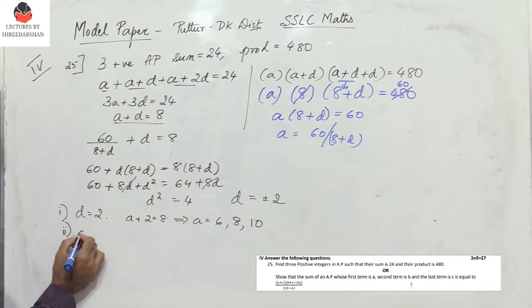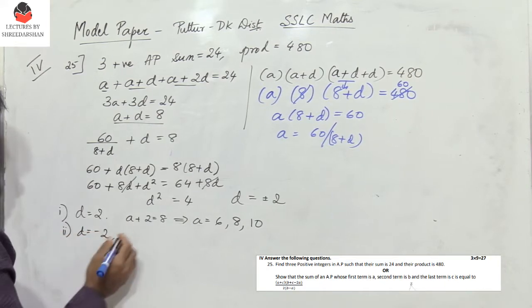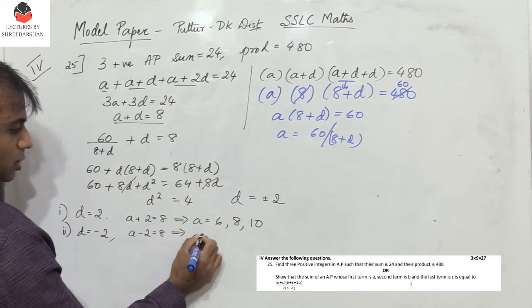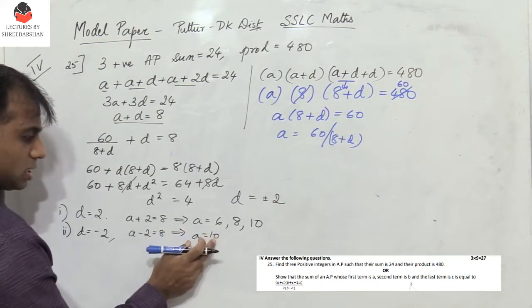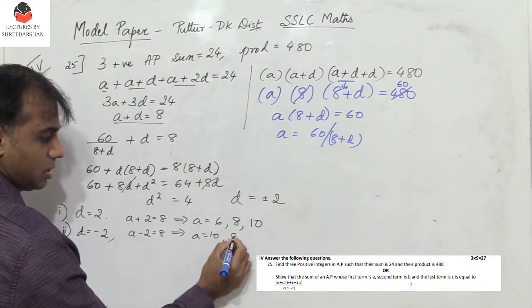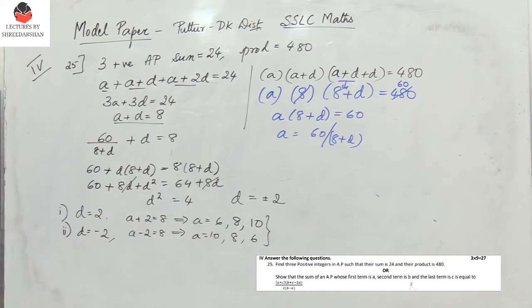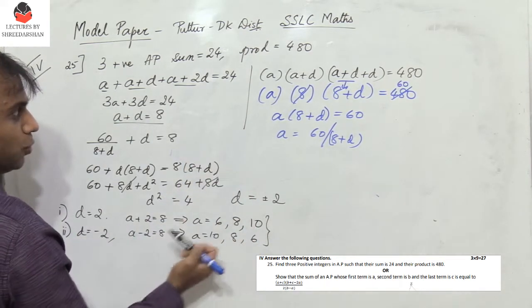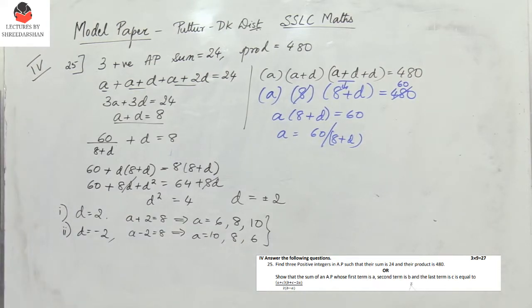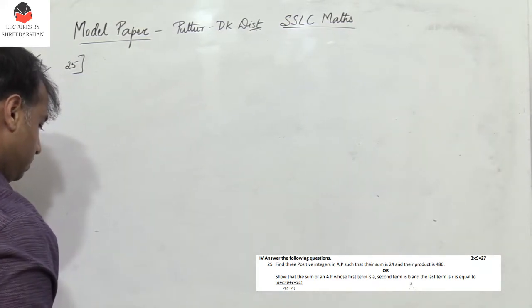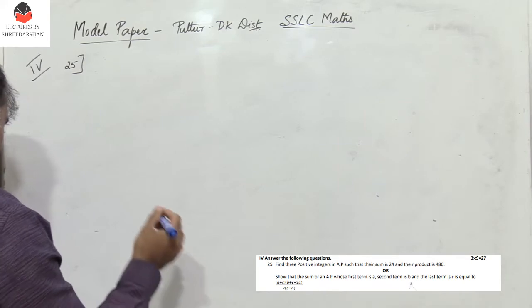If d equals minus 2, then I have a minus 2 equals 8, which implies a equals 10. What is the next number? 10 minus 2, I get 8. Then 8 minus 2, I get 6. So in any case, I get these 3 numbers. You add all of them, I get 24, and you multiply, you get 480 as the product. A very interesting problem.